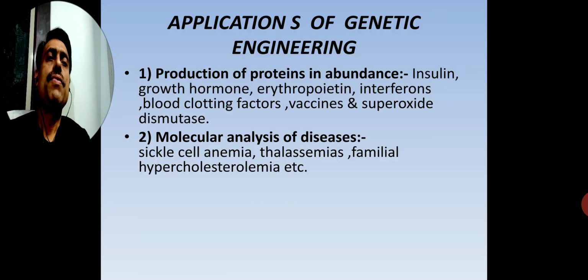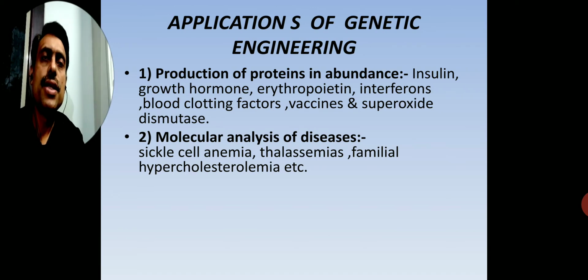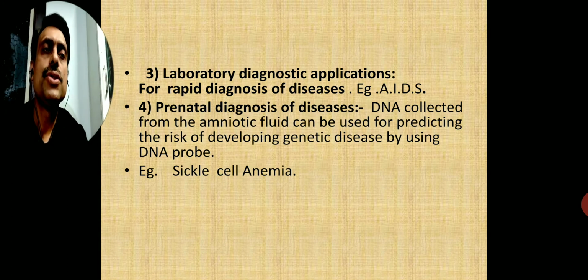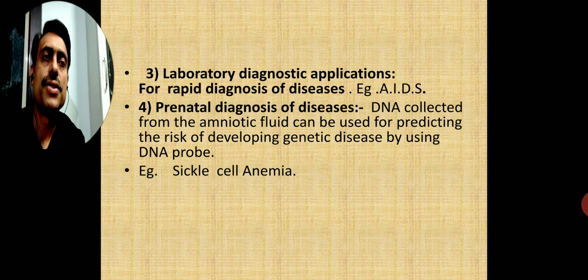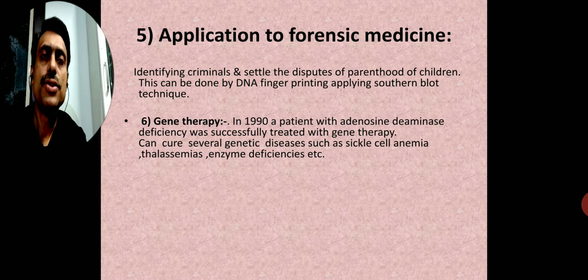So we'll again revise in brief. Production of proteins in abundance, that is insulin, growth hormone, erythropoietin, interferons. Then molecular analysis of diseases such as sickle cell anemia, thalassemia. Then prenatal diagnosis, for example, sickle cell anemia. Then laboratory diagnosis of various diseases such as AIDS. Then application in forensic medicine, so identifying criminals, disputed paternity. Then gene therapy for various diseases such as sickle cell anemia, thalassemia, enzyme deficiencies.